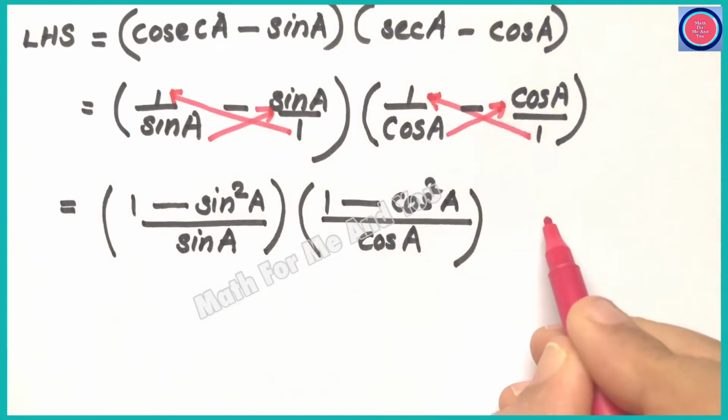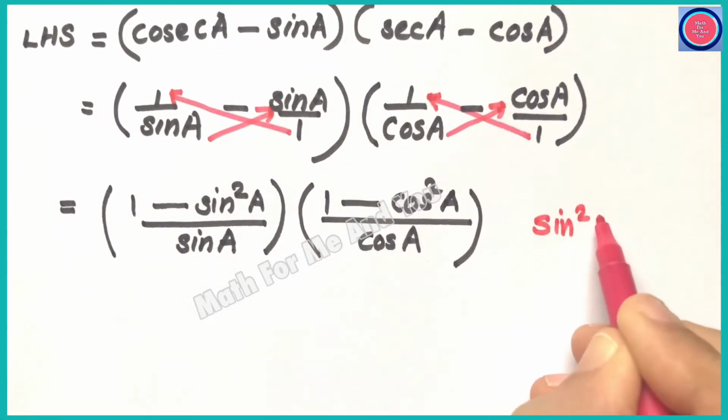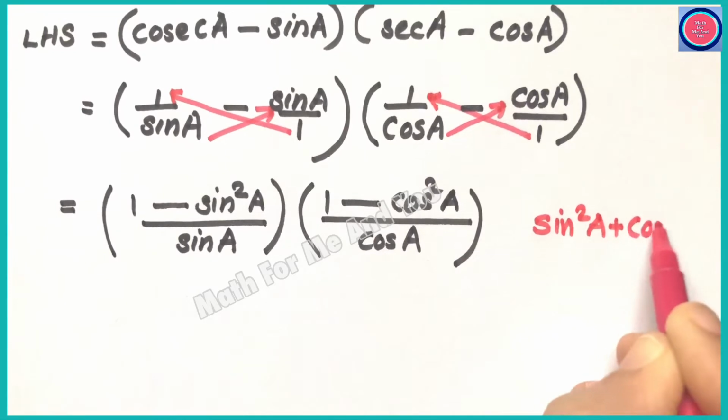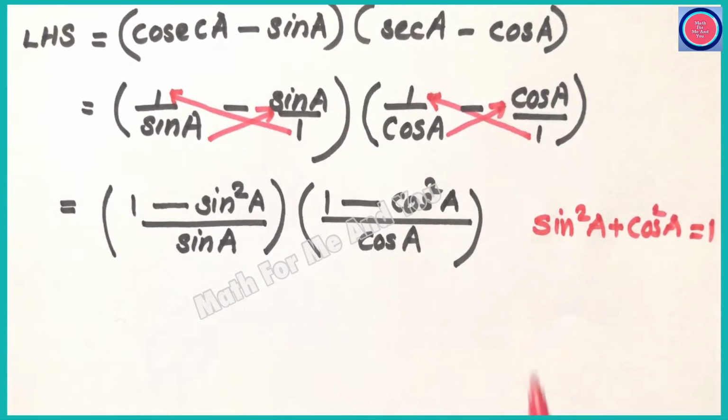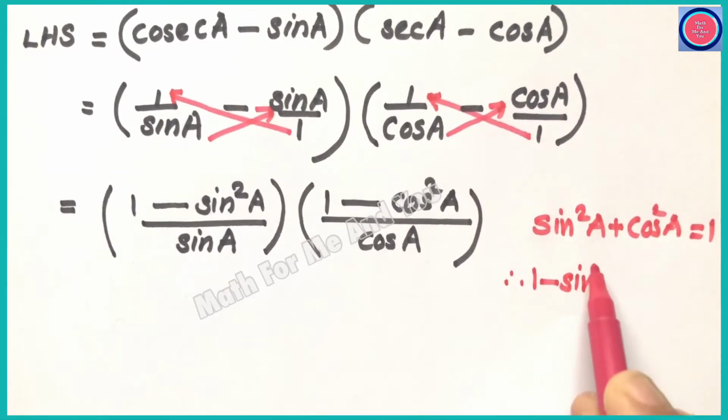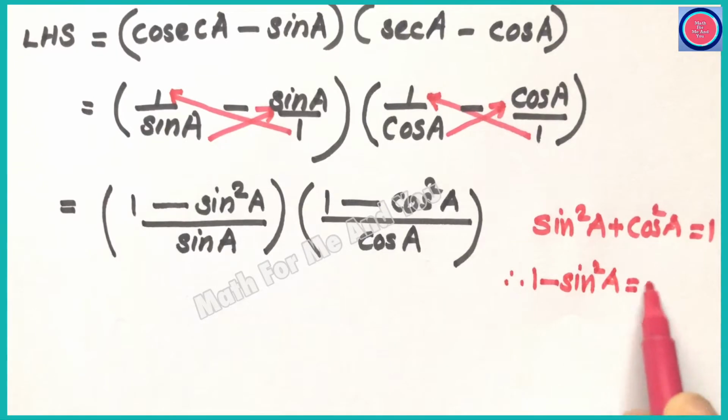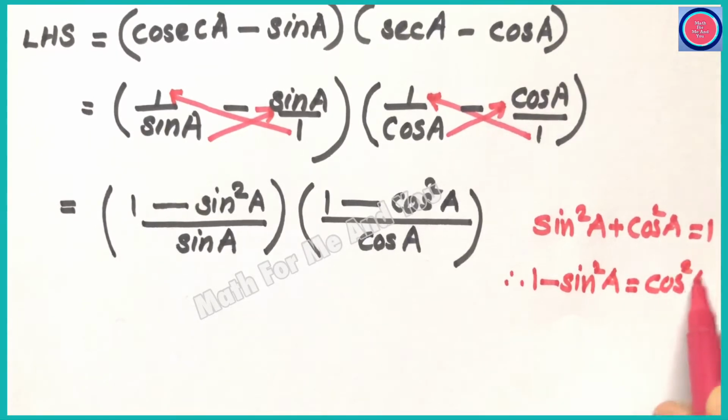Look at the numerators: 1 minus sin square a and 1 minus cos square a. We have studied the identity sin square a plus cos square a is equal to 1. What is 1 minus sin square a? Move sin square a to the right side. It becomes 1 minus sin square a, and the value is equal to cos square a.